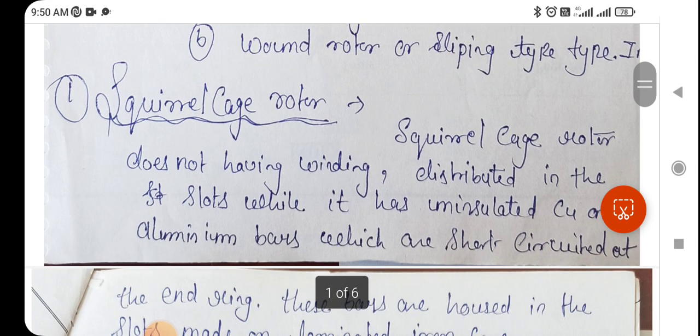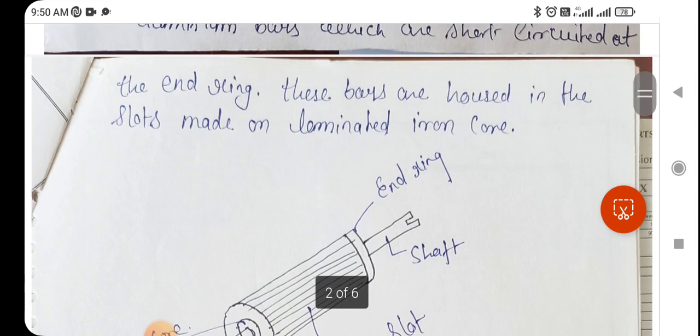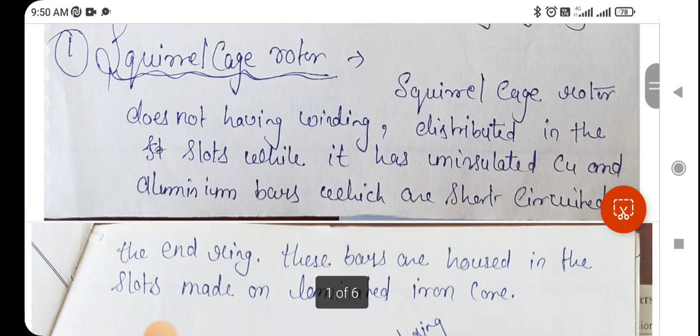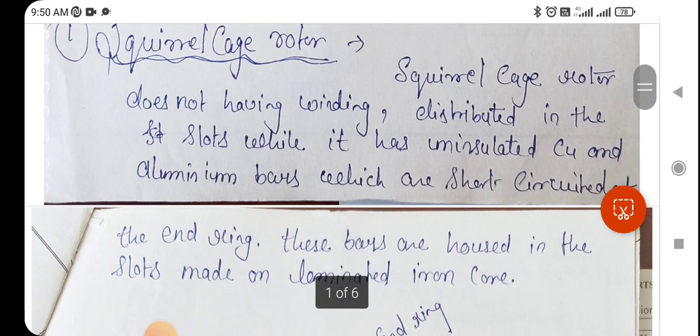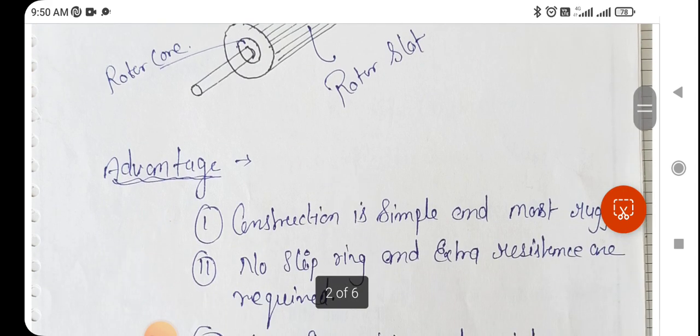So what is a squirrel cage induction rotor? We can see here in a squirrel cage induction motor, the rotor is placed in the rotor slots and there is a shaft and end ring. A squirrel cage rotor does not have a winding distributed in the slots, while it has uninsulated copper and aluminum bars. So this is a diagram of a squirrel cage induction motor.